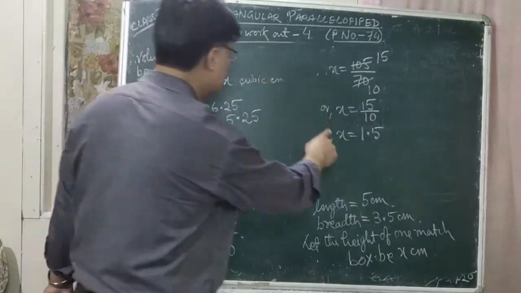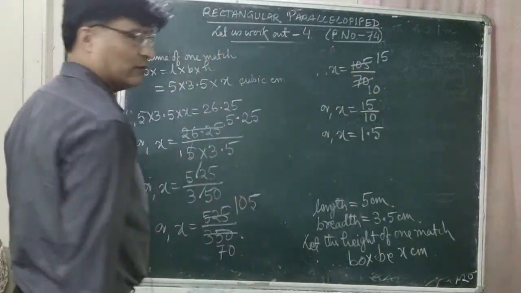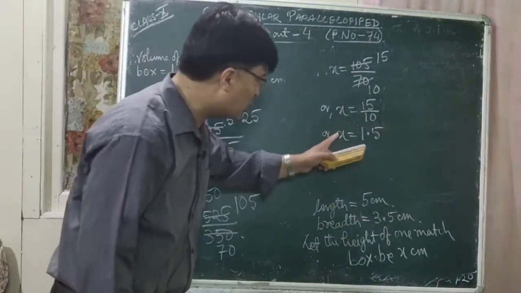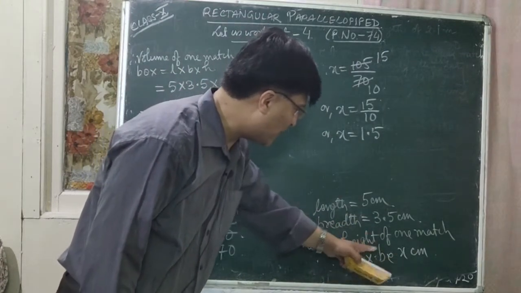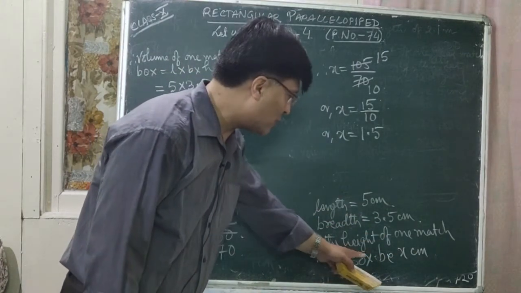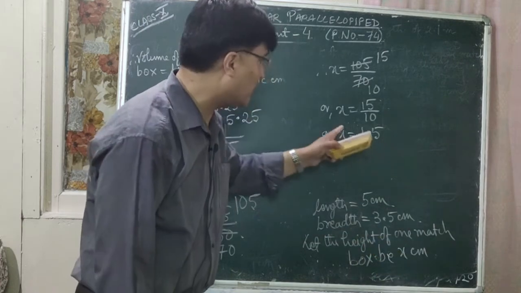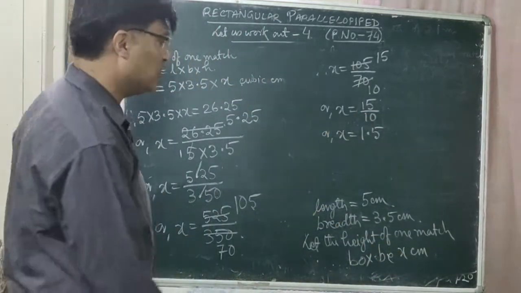Okay, so x is equal to 1.5. What did we assume x to be? Height of one match box. So the height of one match box is equal to x centimeter. What is the value of x? It is 1.5 centimeter, right?